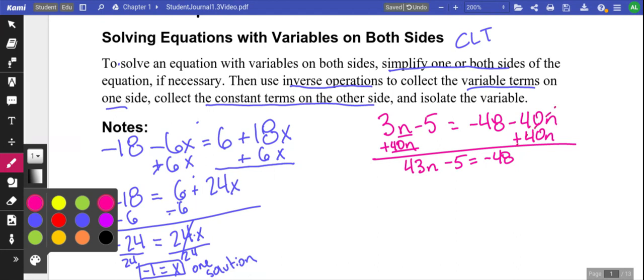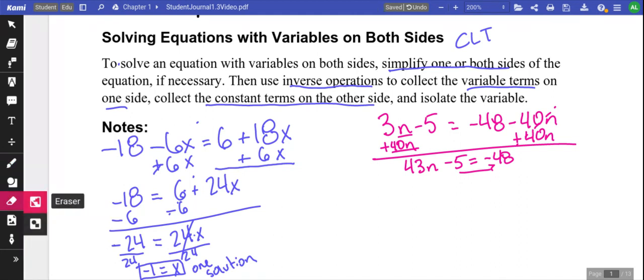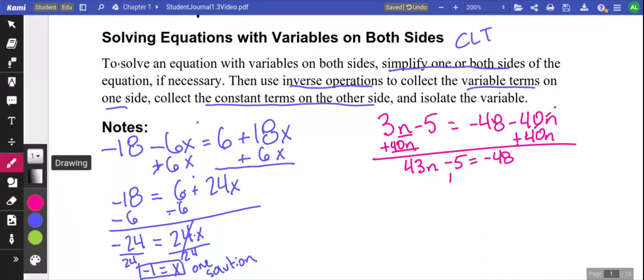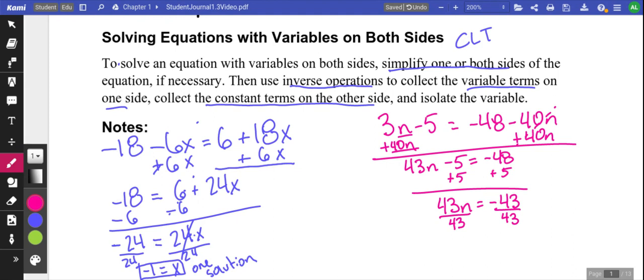These cancel out. Then right here, I want to take my constant and move it to the other side of my equation. Of course, I'm going to do that with inverse operations. I'm subtracting, so here I'm going to add, plus 5 and plus 5. So 43n is equal to negative 43. This one's looking pretty similar to my last one. I'm multiplying there, so I want to divide by 43. Those 43s cancel, so I end up with n is equal to negative 1.